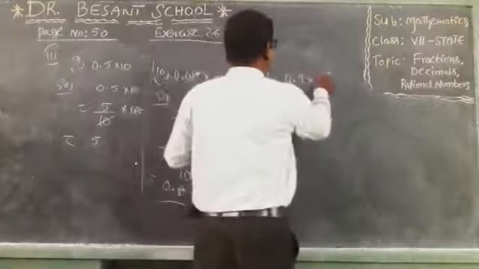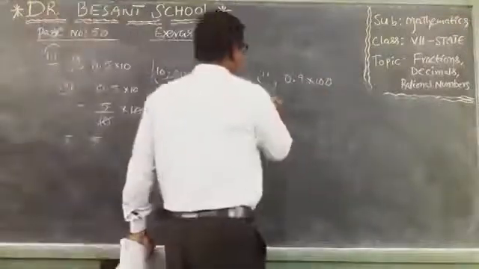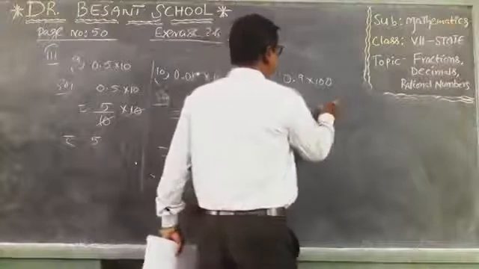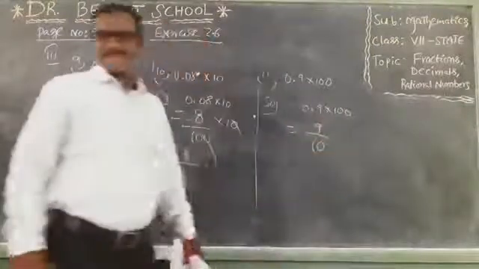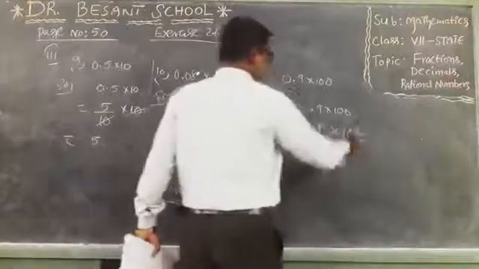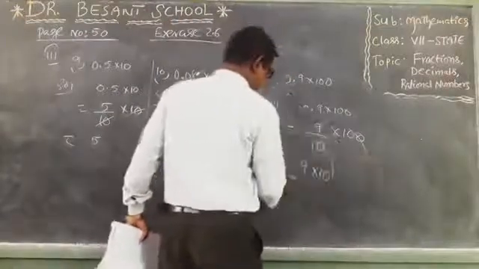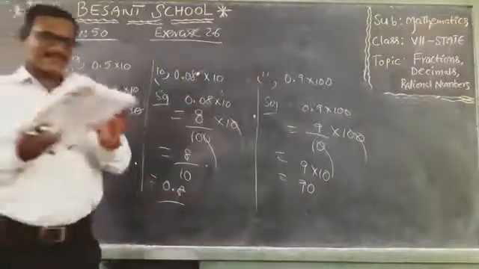0.9 into this is 100. Children, this is 0.9 into this is 100. 0.9 can be written as 9 by 10. 9 by 10 into this is 100. So 0 cancel, 9 into this is 10 means 90. 9 into 10 becomes as 90.